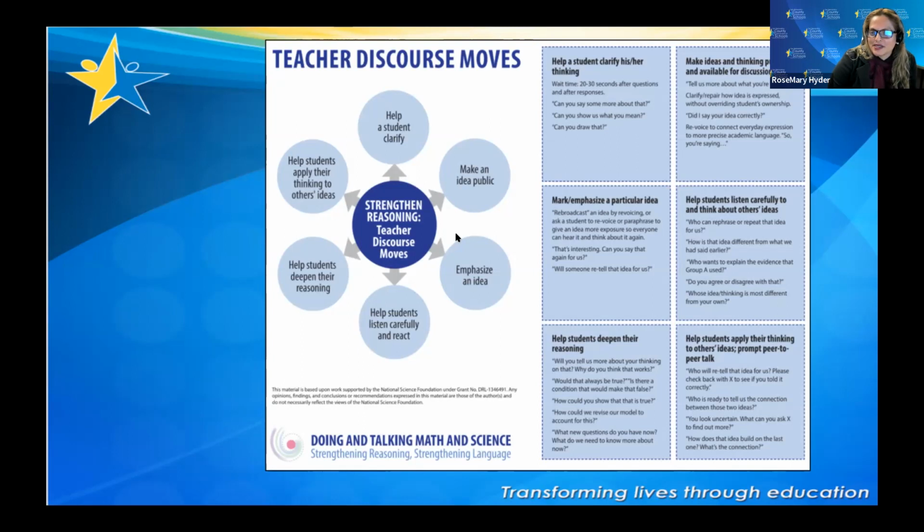Marking and emphasizing particular ideas, helping students listen carefully and think about others' ideas. And we just talked about this in one of our meetings here as well, the art of listening. That's really big too. We talk about speaking, we talk about the importance of reading and phonics and writing, but a lot of times that listening domain is also there and we don't pay that much attention to it. Okay.